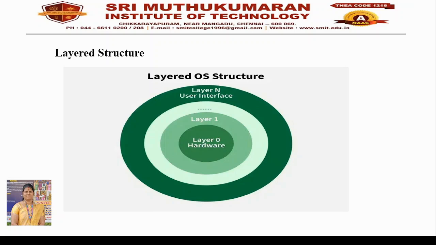The top layer, layer n, is the user or application layer, for user applications. The bottom layer is the hardware, that is layer 0, and the middle layer, or layer 1, is the operating system function, with different functions like file management, network management, process management, input output management. So like this, it does the operating system functions.